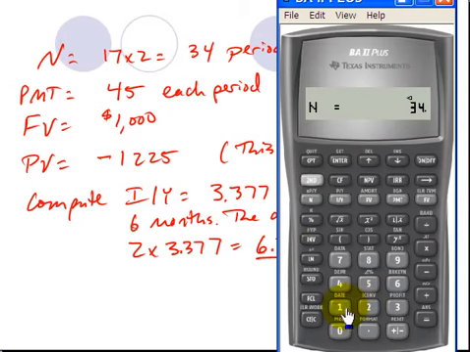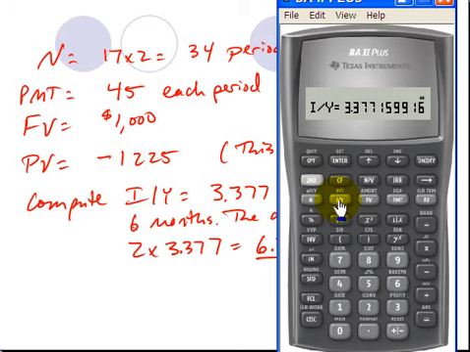All right, so N is equal to 34, $1,000, that's the future value. We're going to calculate I/Y, we haven't gotten to that point yet. The present value is $1,225, and we have to make that negative. So there's the present value. And the payment is $45 every 6 months. And we now just compute I/Y. And we get 3.377%. That's the rate every 6 months.